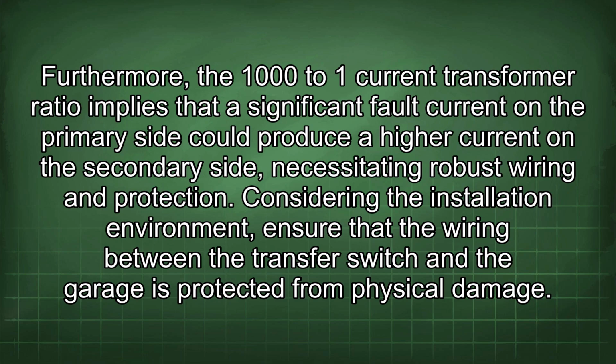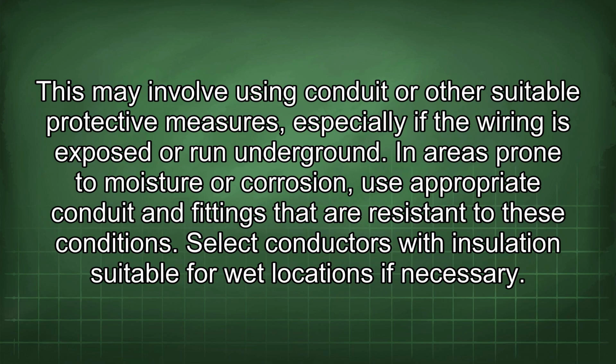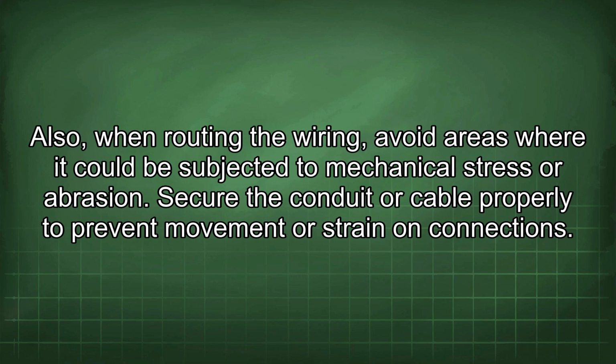Considering the installation environment, ensure that the wiring between the transfer switch and the garage is protected from physical damage. This may involve using conduit or other suitable protective measures, especially if the wiring is exposed or run underground. In areas prone to moisture or corrosion, use appropriate conduit and fittings that are resistant to these conditions. Select conductors with insulation suitable for wet locations if necessary. Also, when routing the wiring, avoid areas where it could be subjected to mechanical stress or abrasion. Secure the conduit or cable properly to prevent movement or strain on connections.